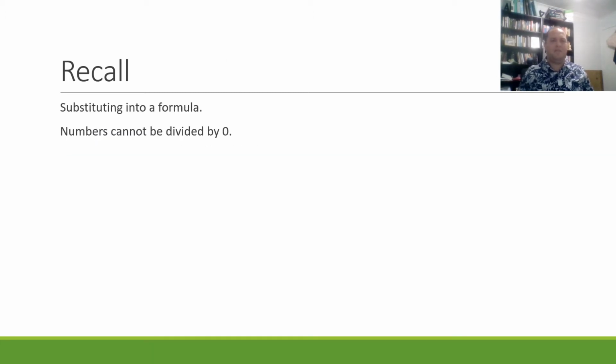Right, key things to recall: to be able to remember how to substitute into a formula, and also that numbers cannot be divided by 0. We call that undefined if you divide a number by 0.